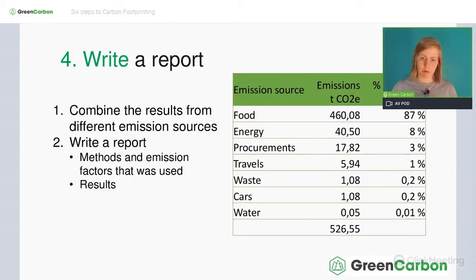And then you write a report. In the report you of course present the results, but in addition you mention the methods that you use, the standard that you use, the emission sources that are included and excluded, and you justify the choices, and also the emission factors and the sources where you took those emission factors.